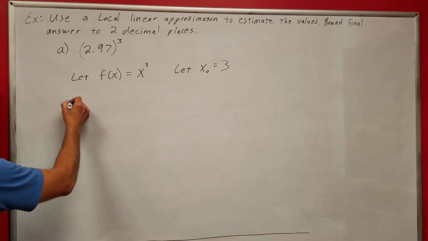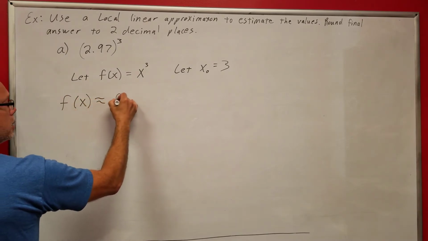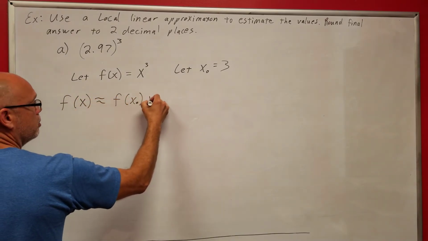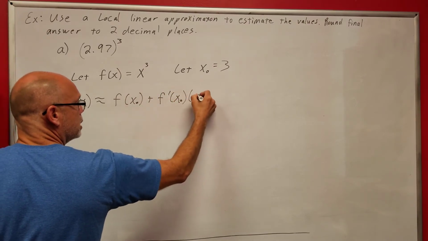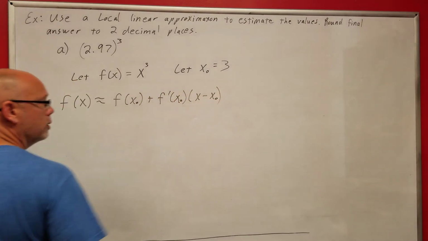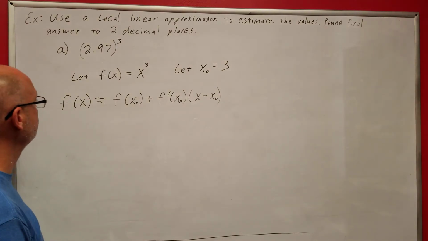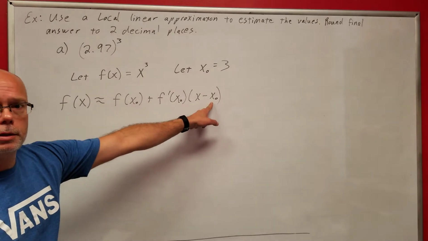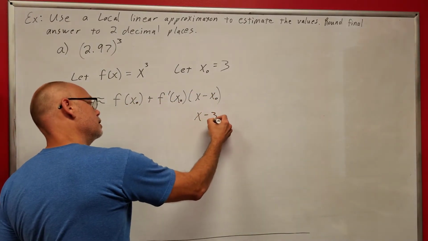All right, so to find my local linear approximation, what am I doing? I'm finding f of x is approximately f at x naught plus f prime at x naught times x minus x naught. Just the formula, right? Well, let's see. I know what this value is. I said that value is 3. So I have x minus 3.